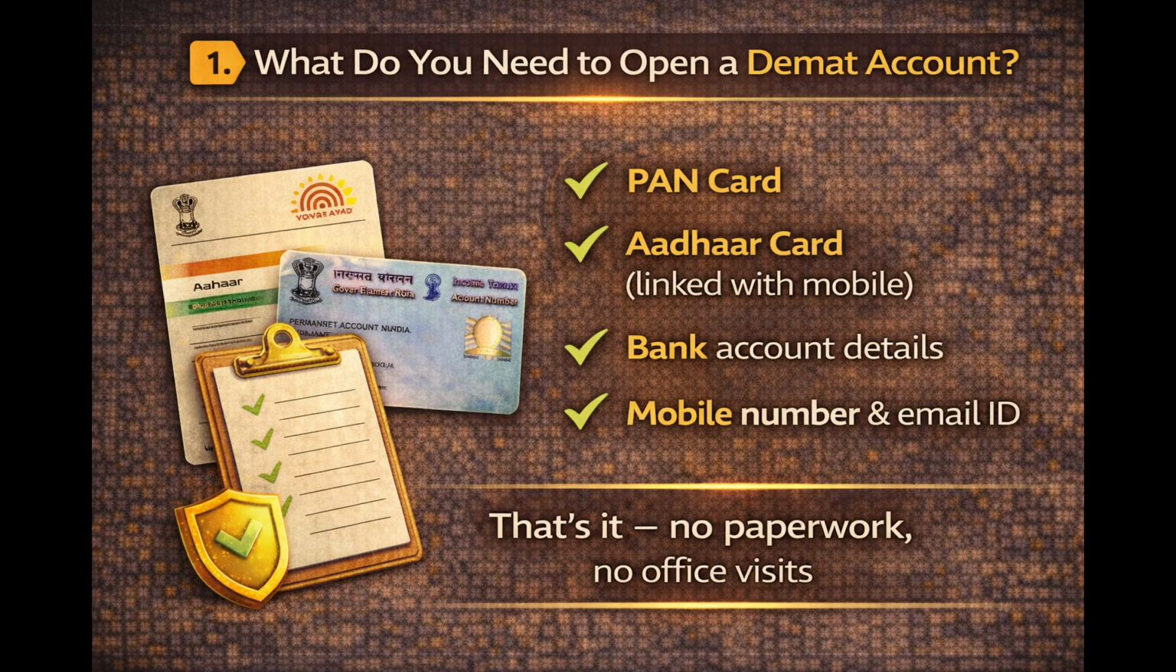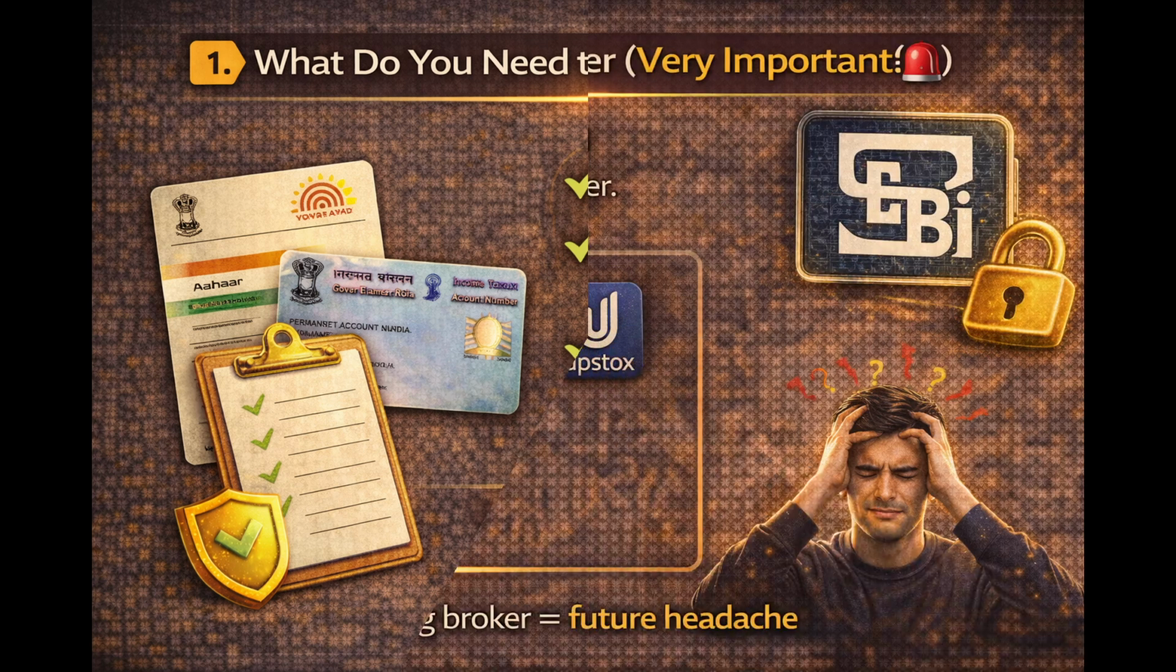Come to the first section. We'll understand what the requirements are, what you need to open a Demat account. The answer is, you just need some basic documents. First, PAN card. Second, Aadhaar card should be linked with the mobile number. Third, bank account details. Fourth, mobile number and email ID. That's it. No paperwork, no office visits. You just need those 4 documents.